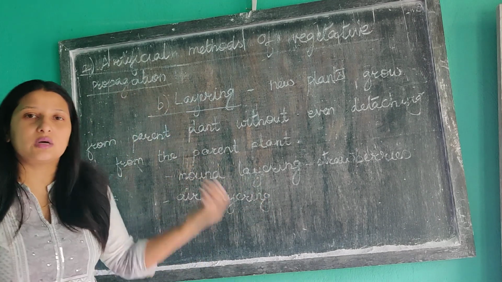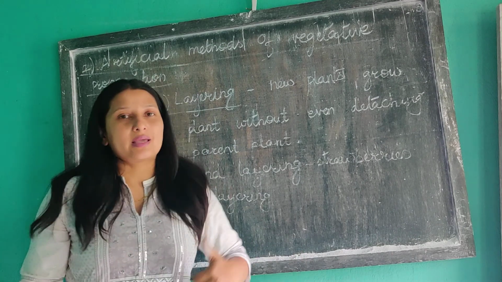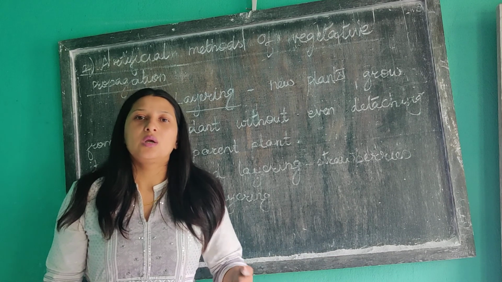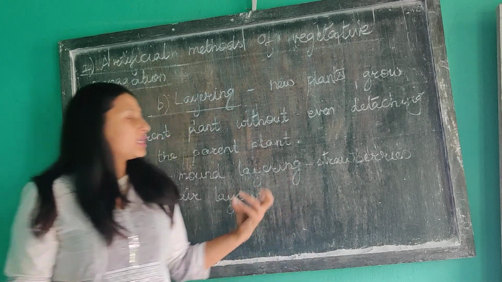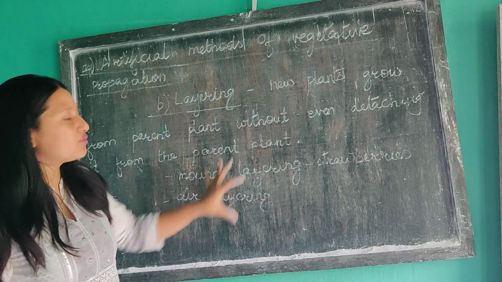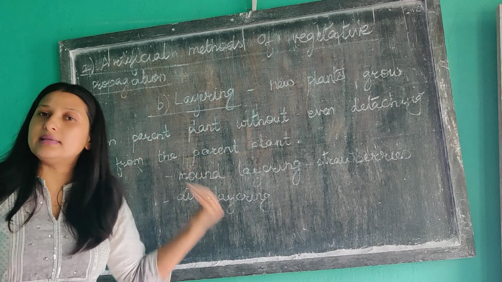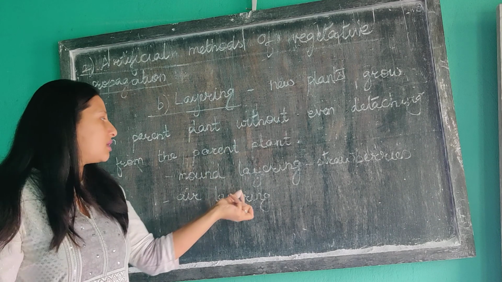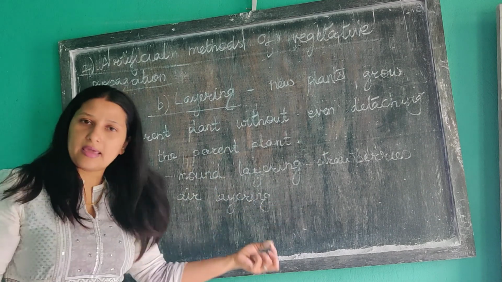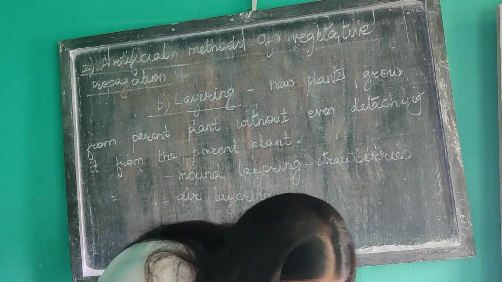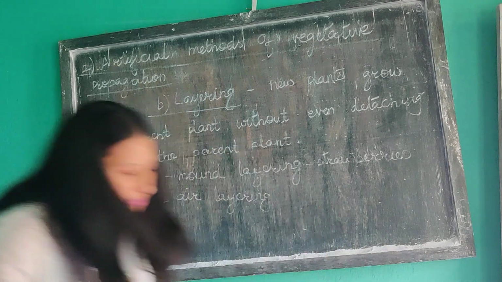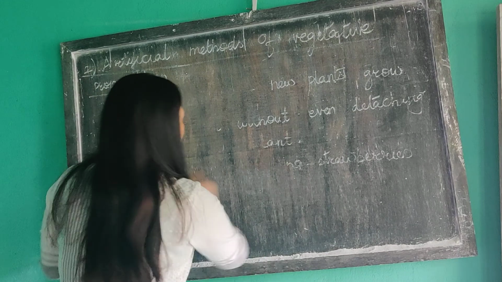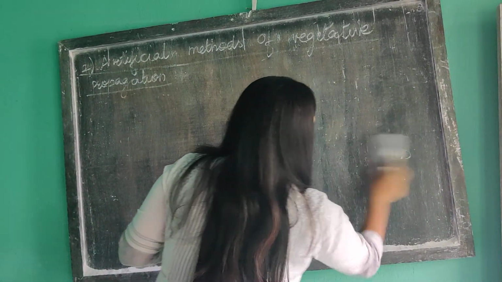This layering method is adopted in certain plants like strawberries, dahlia, jasmine, bougainvillea. So all these plants can be reproduced using this layering method of vegetative propagation. Either mound layering or air layering can be done. Okay, now the next type of artificial vegetative propagation is grafting.